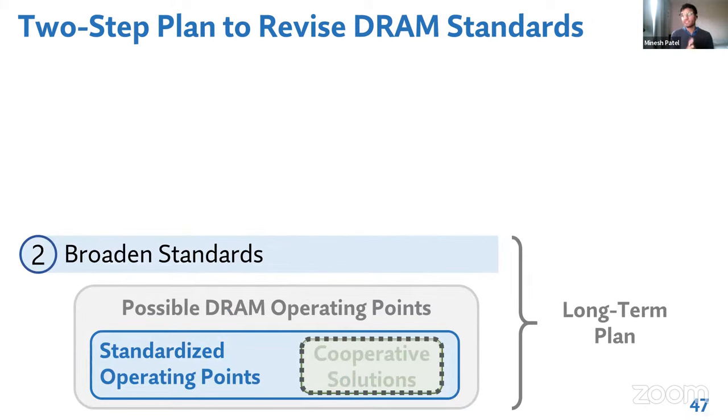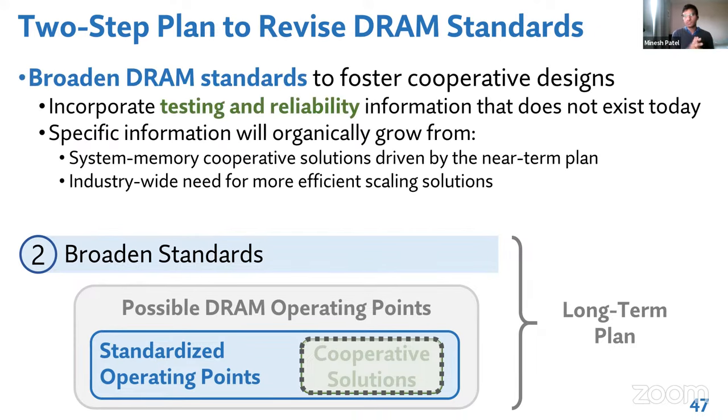For the longer run, we call for revising DRAM standards to be more implicitly cooperative. The exact changes that we seek to make are relatively open-ended, and they depend on where the industry goes in the short term. We believe that reasonable changes to broaden these DRAM standards don't require modifications to DRAM chips, but rather incorporate information about DRAM reliability and testing into the standards in a way that doesn't exist today. The specific information we discuss in the paper could encompass a lot of different properties that we've studied in the short-term plan, but we believe what exactly will happen will grow organically based on any system memory cooperative solutions that are developed in the short term, based on information that consumers have available, and potentially research proposals that have been made throughout the past decade. This will all come about because as DRAM continues to scale, these problems will become worse and worse, and industry has a need for more efficient scaling solutions.